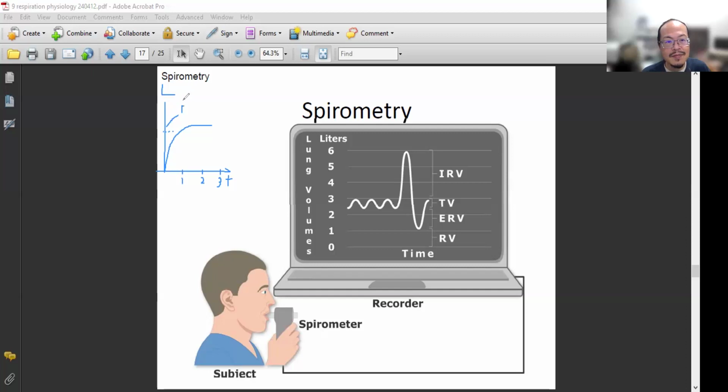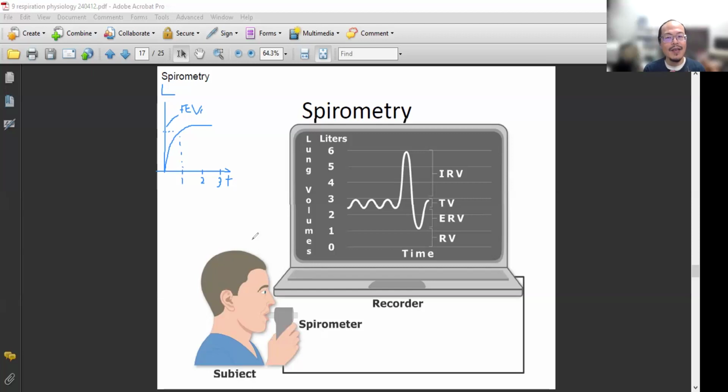We call it forced expiratory volume, one. Maybe put one here. FEV1, forced expiratory or forced exhalation volume. That's the amount you breathe out within a second. Like that. Breathe out. And that will give you the airway.